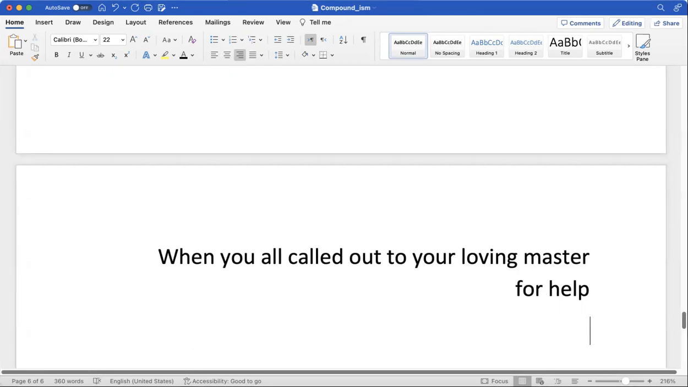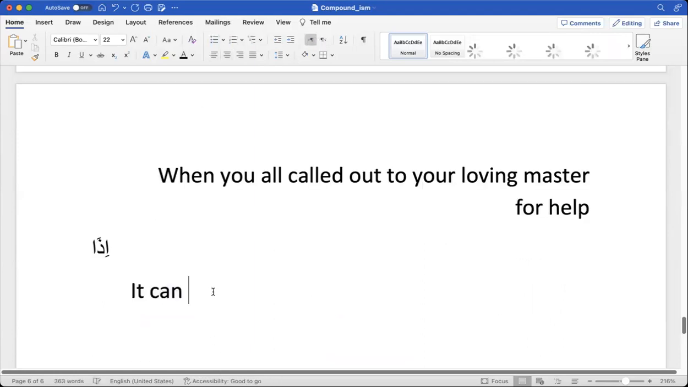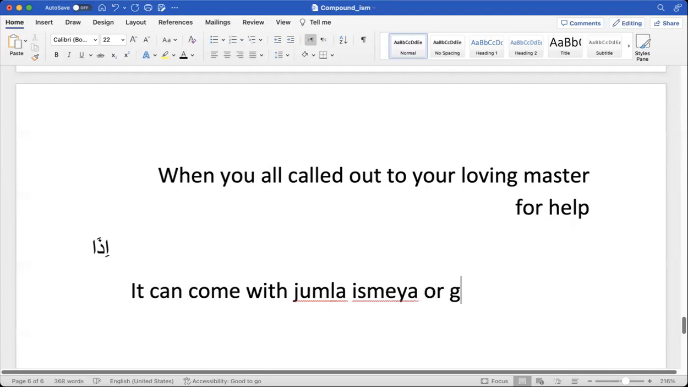Okay. Now then we have another one, that is iza. Now iza comes with Jumla Ismiya as well as Jumla Failure, right? And the meaning will go into the present tense. Let's start with it now. When it comes with a Jumla Ismiya, it can come with Jumla Ismiya or Jumla Failure.